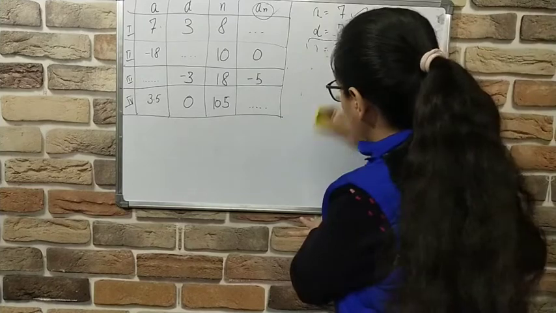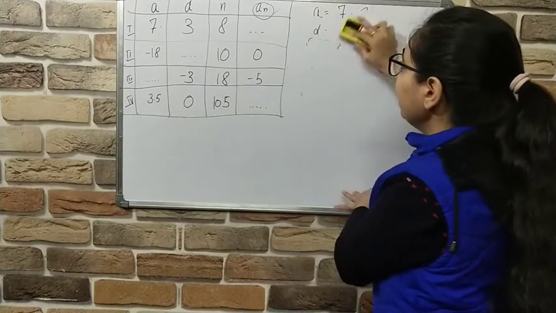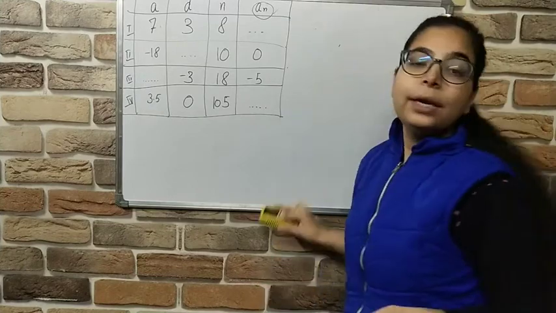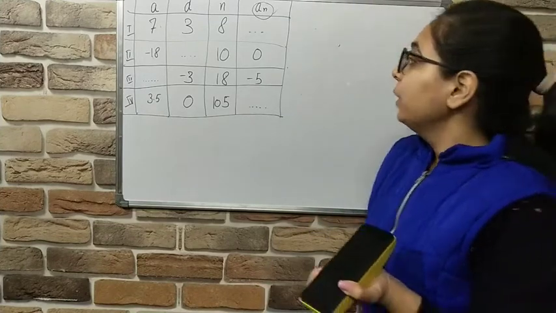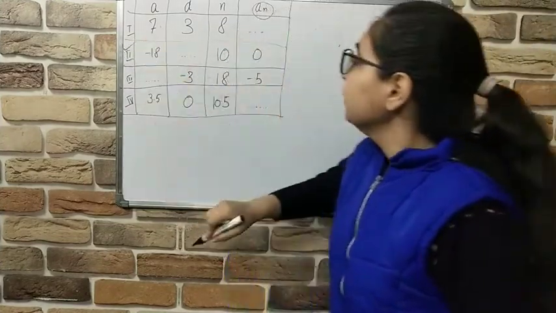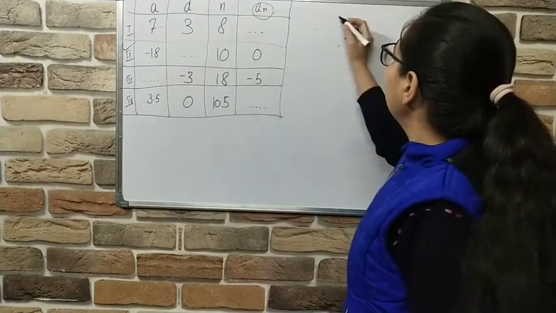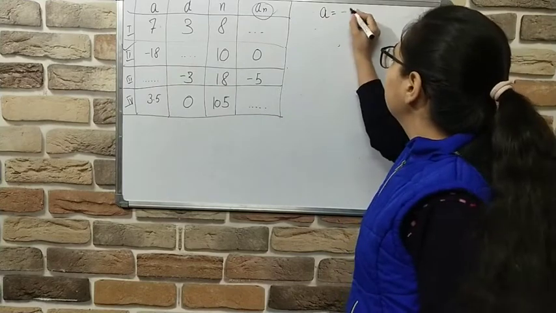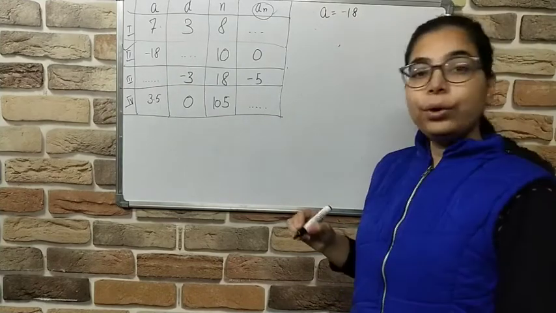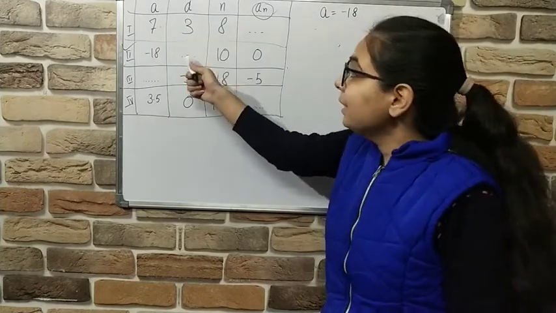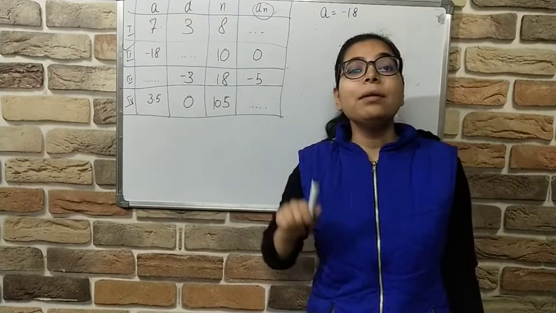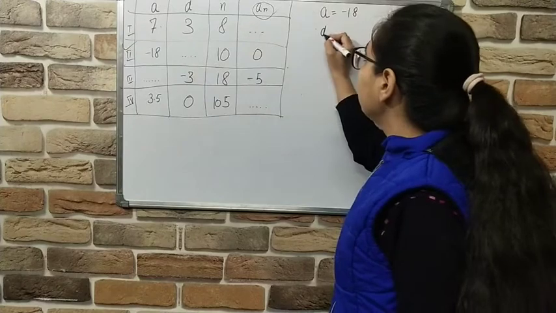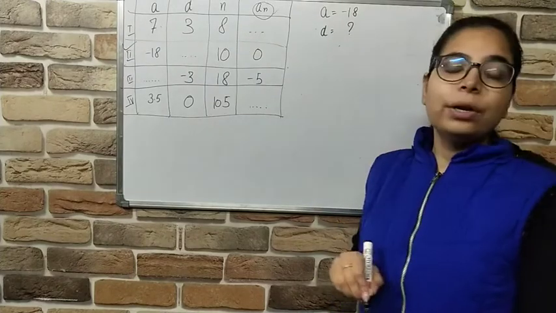By applying this formula you can calculate any value, and the formula is Tn equals a plus n minus 1 into d. Now in the second example, let us see. A is given, which is equal to minus 18, and the missing value is d. The common difference is missing over here. We have to calculate the common difference d, which is not known.